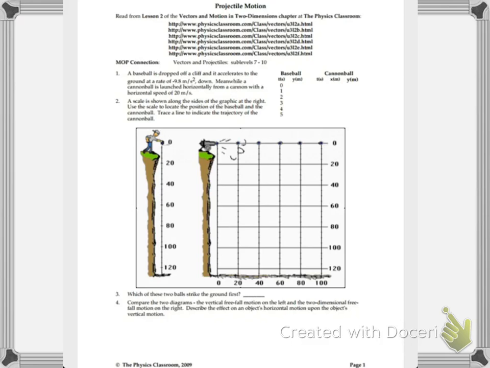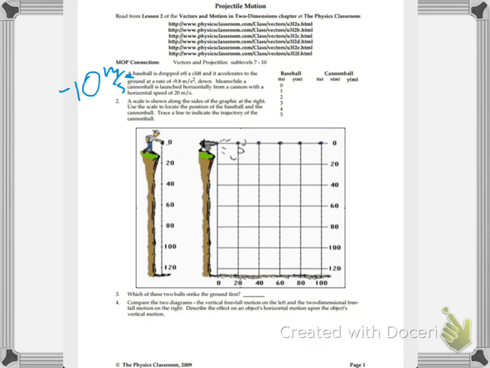So we go ahead and start with number 1 here. Dropping a baseball and we're shooting a cannonball. So for the interest of math, where it says negative 9.8 meters per second squared, I will be using negative 10 meters per second squared.